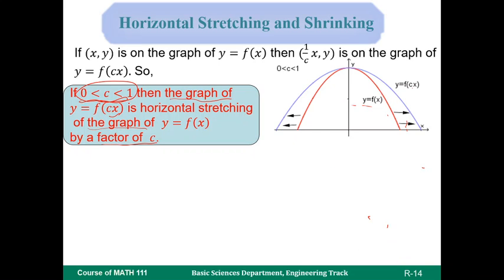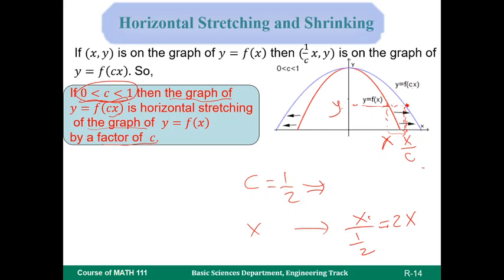If this is x, y, to get the same y level, you will end up with x over c. So if c is 1 over 2, this x becomes x over 1 over 2, so it becomes 2x. Your x goes double here. So then you see the stretching here.